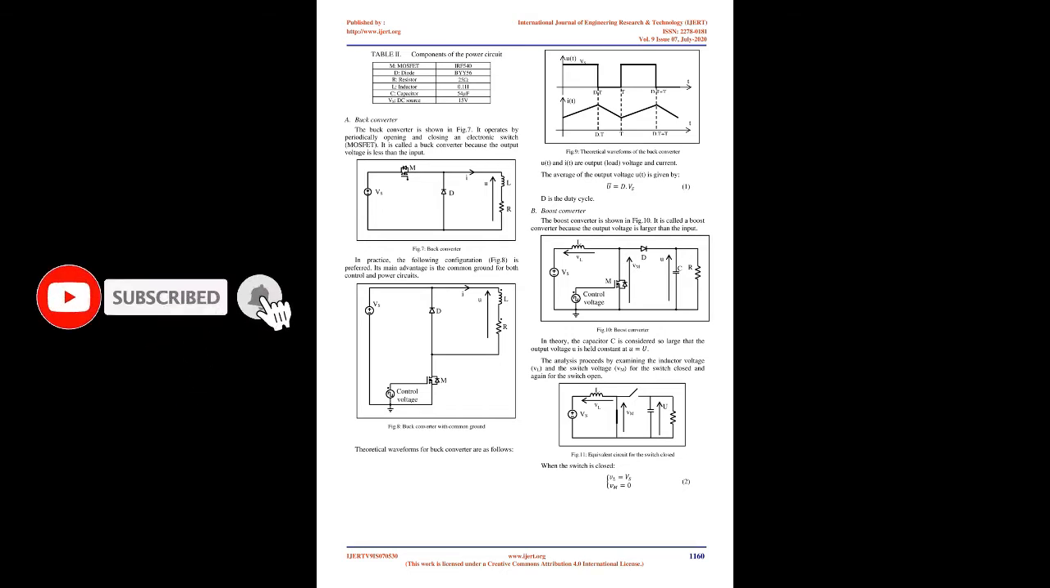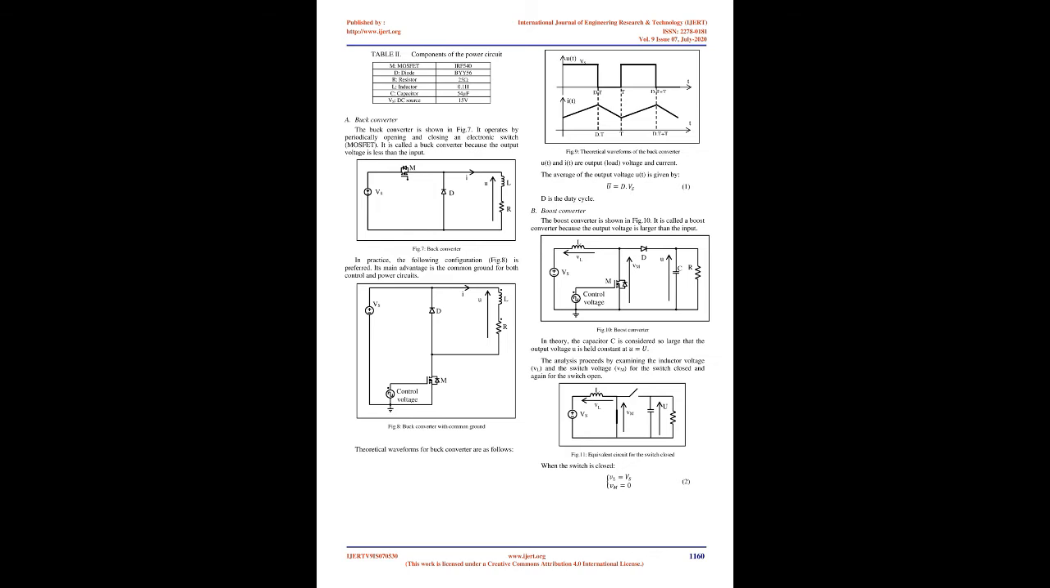The type and the values of the components used are as follows. A. Buck converter. The buck converter is shown in Fig.7. It operates by periodically opening and closing an electronic switch, a MOSFET. It is called a buck converter because the output voltage is less than the input. In practice, the following configuration, Fig.8, is preferred. Its main advantage is the common ground for both control and power circuits.